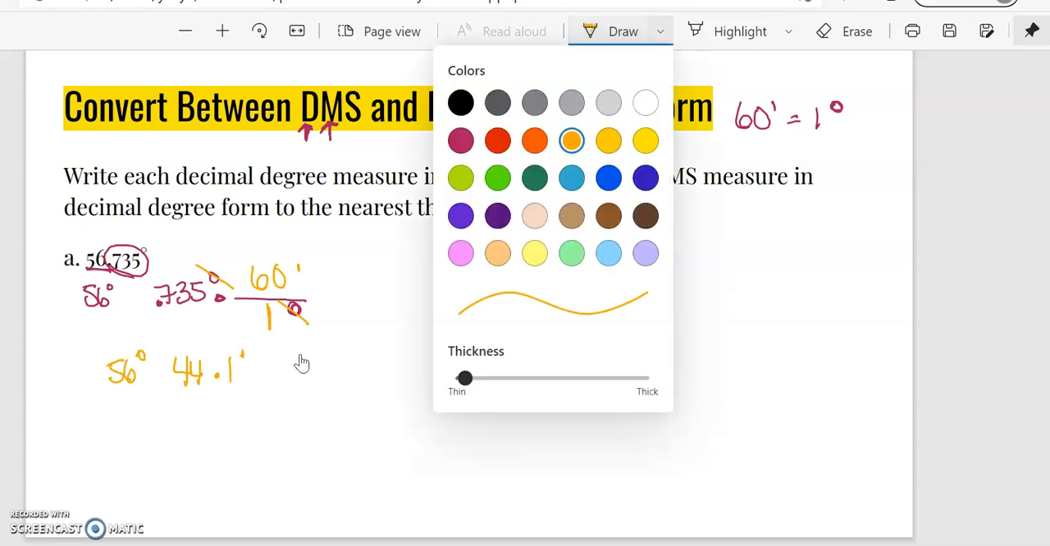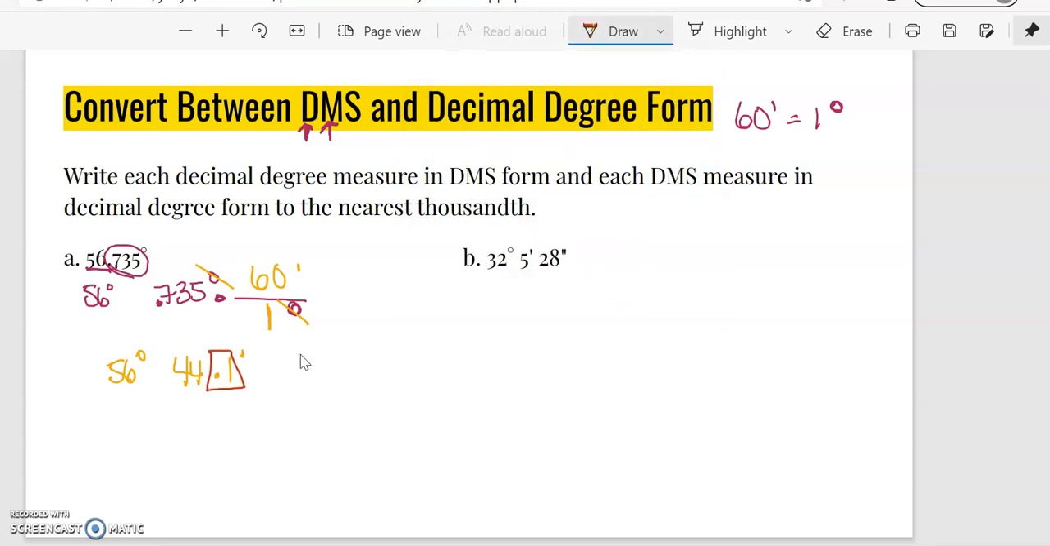Now again, I'm going to do the same process with this decimal right here, and I'm going to work on that decimal to make this into the next term, which is seconds. Basically you're taking the decimal and converting it to the term that's lower, and then to the term that's lower, until you're done. So this is going to be 56 degrees. 44 is our whole number for our minutes, so I'm going to leave it as 44 minutes. You don't want any decimals in your minutes, and that's why we're going to turn this into seconds.